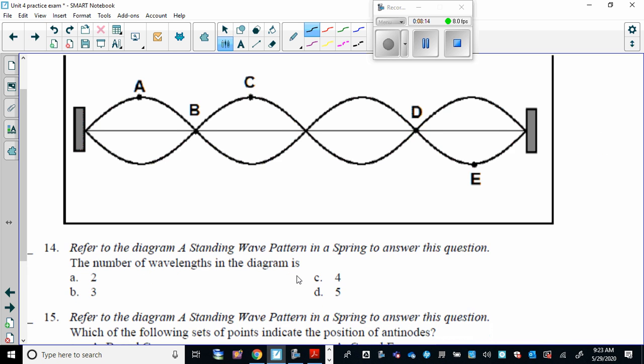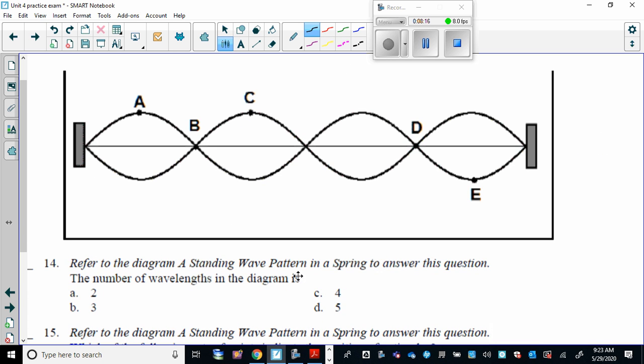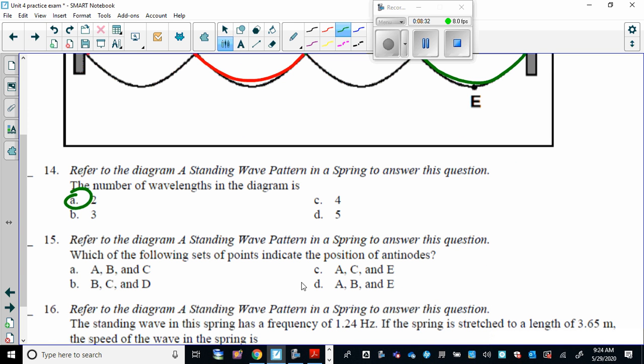Okay, we've got a few questions related to this diagram here. The number of wavelengths in this diagram, you better get that one. One wavelength. Two wavelengths. Two. Which of the following sets of points indicates the position of antinodes?